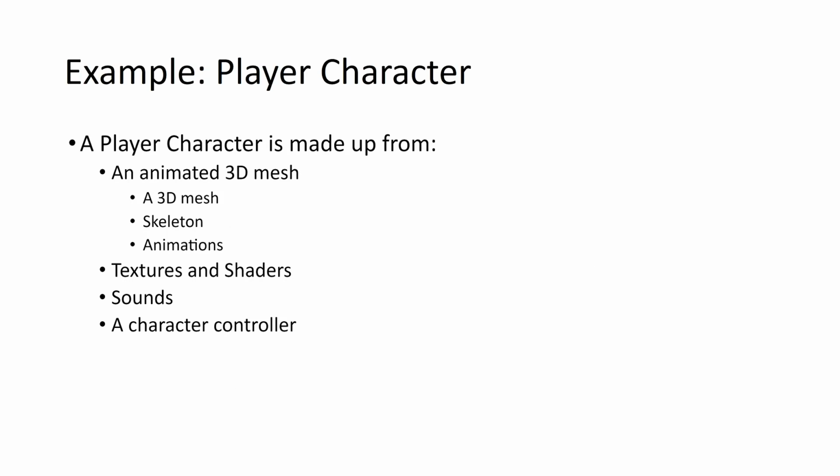So example, player character. If you have looked at the player characters in the first or third person template levels in Unreal Engine, you will have seen the player character. They are made up from different game elements. So an animated mesh, which itself is made up of a 3D mesh, a skeleton, and animations that have been applied to that skeleton. The player character also contains textures and shaders, as well as sounds, and a character controller that allows the player to actually control that character.